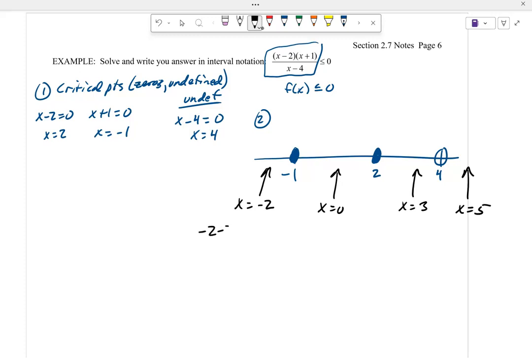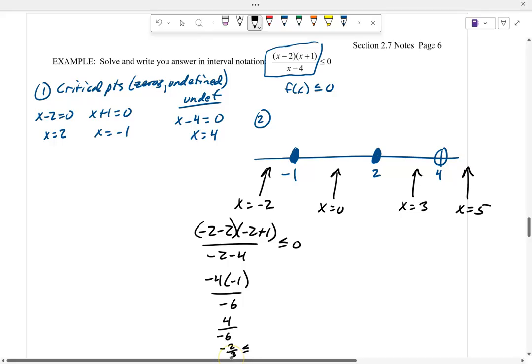So negative 2 minus 2, negative 2 plus 1, over negative 2 minus 4. Is this less than or equal to 0? So negative 4 times negative 1 over negative 6. So I got a 4 over negative 6. That's negative 2/3. Is that less than or equal to 0? Yes, it is. Negative 2/3 is less than or equal to 0.